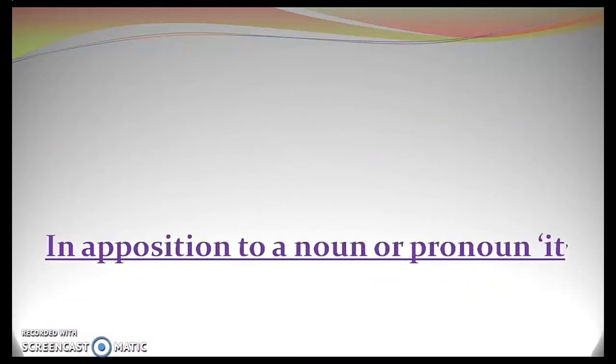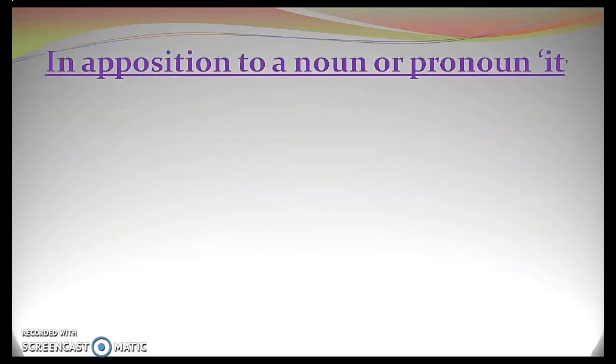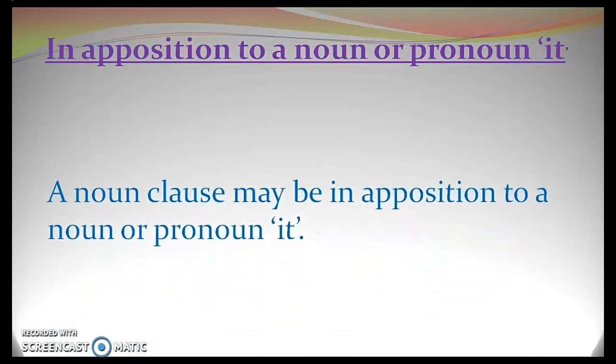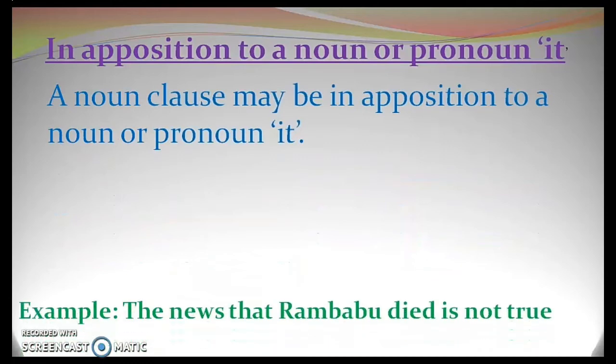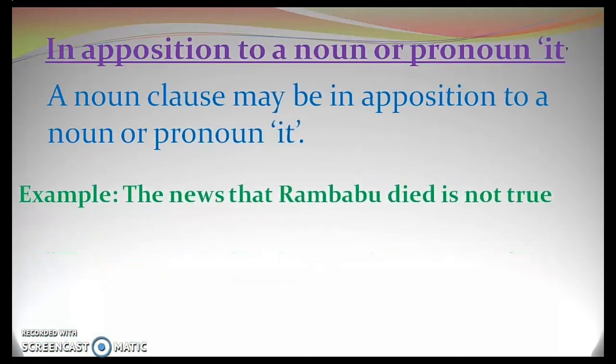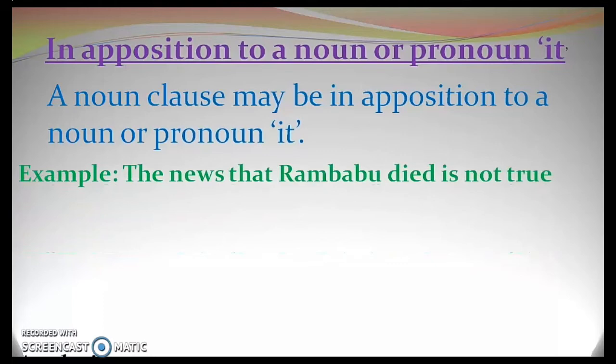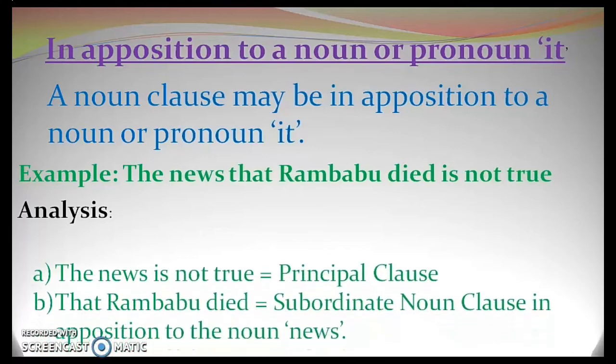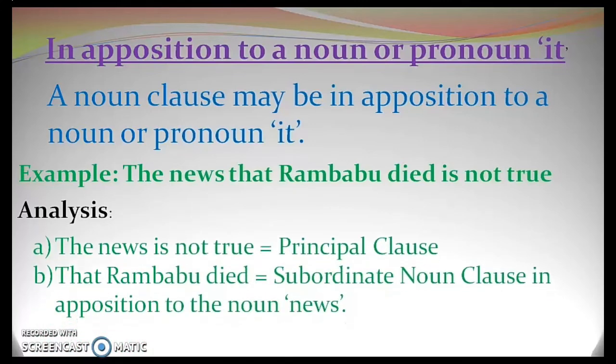In apposition to a noun or pronoun it: a noun clause may be in apposition to a noun or pronoun it. Example: the news that Rambabu died is not true. Analysis: the news is not true equal to principal clause. That Rambabu died equal to subordinate noun clause in apposition to the noun news. Therefore, it is a complex sentence.